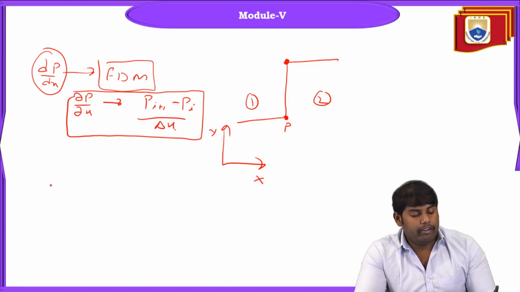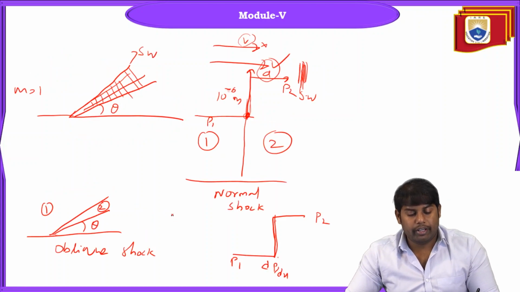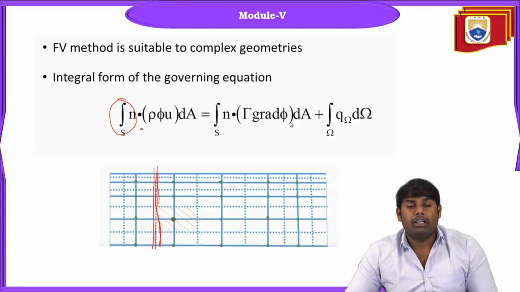Now the other one is the FVM method, which is the finite volume method. In the finite volume method, we are integrating actually. So we are using the integral form, not the differential form. When you use this integral form, let's say a volume integral or a surface integral, we have the flux terms. So here you can see the flux terms: n dot rho phi u dA and n dot gamma grad phi dA. So the diffusion and the convection terms. These integral terms have a major advantage in capturing the shock.